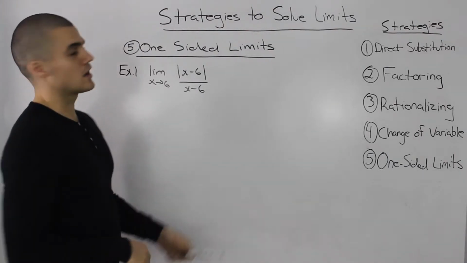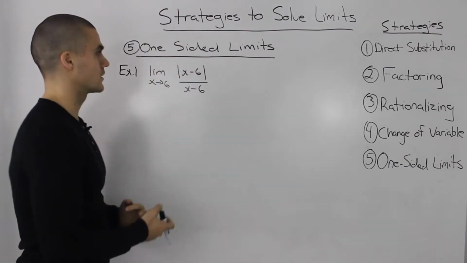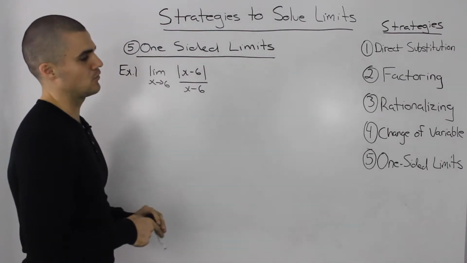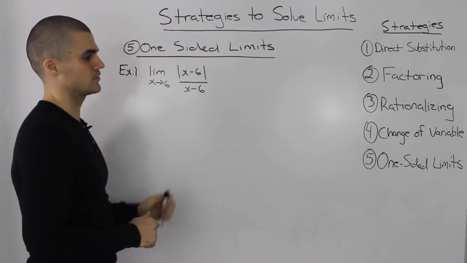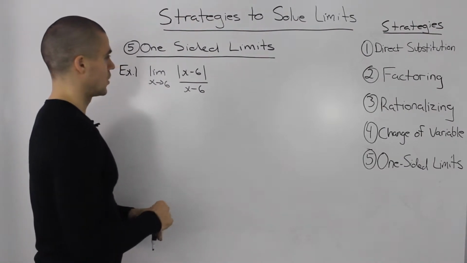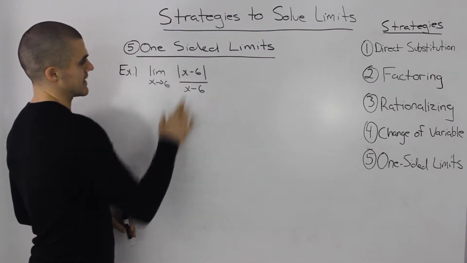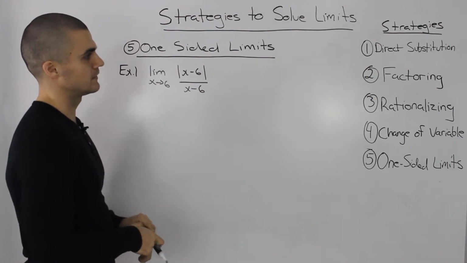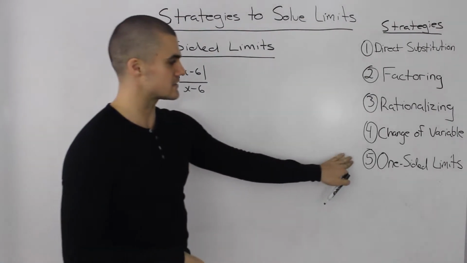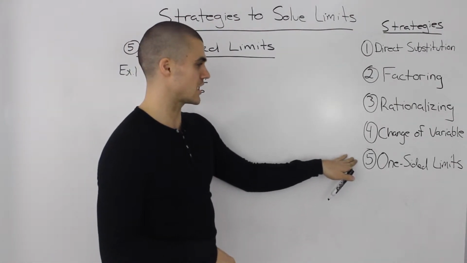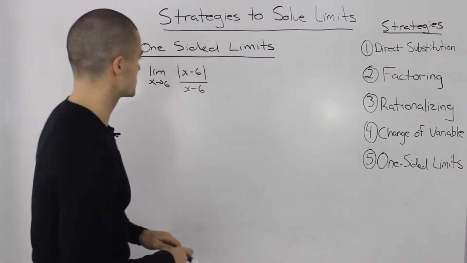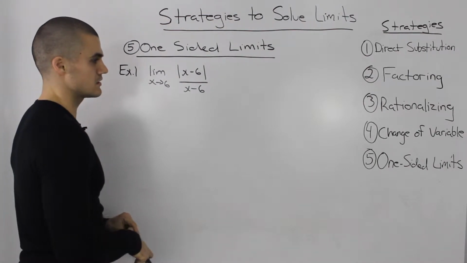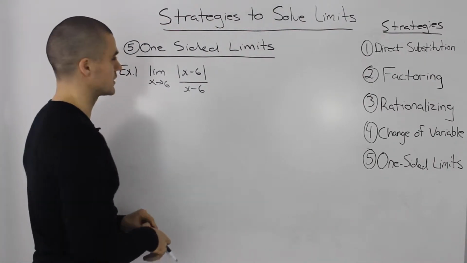Moving on to the fifth strategy for solving limits, one-sided limits. You'll have to use this strategy when you run into limits that have an absolute value in them. Out of the 5 strategies, I'd say this is probably the second most challenging one. Number 4 was the most challenging, but this one could get a little tricky as well.